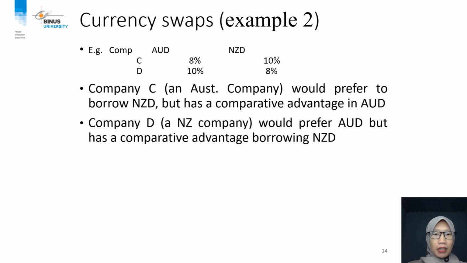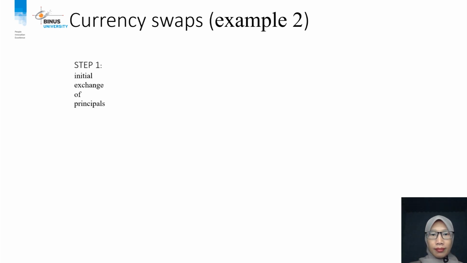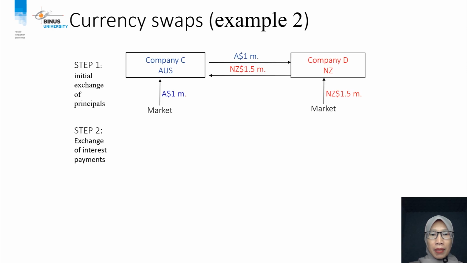So we have Company C and D, an Australian company and a New Zealand company. The Australian company would prefer to borrow New Zealand dollars but has a comparative advantage in Australian dollars. Meanwhile, Company D would prefer Australian dollars but has a comparative advantage borrowing New Zealand dollars. The agreed exchange rate is 1.5 Australian dollars per New Zealand dollar.